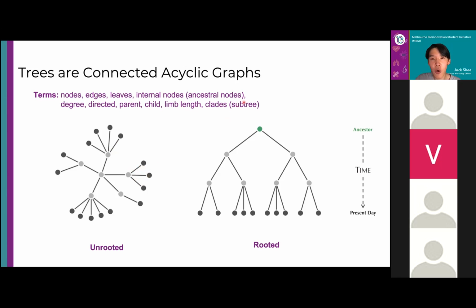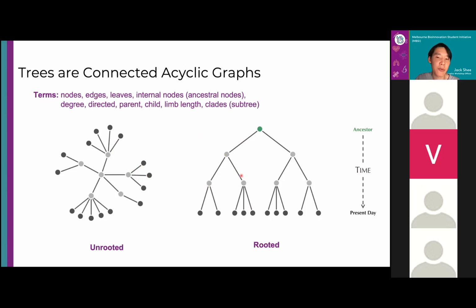And for all trees, we can think of each branch as a little tree in itself. We call those clades. For example, if we look at this tree here, this rooted tree, this could be a subtree, or something like this could even be a subtree.